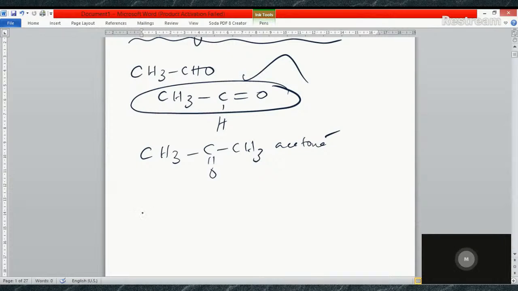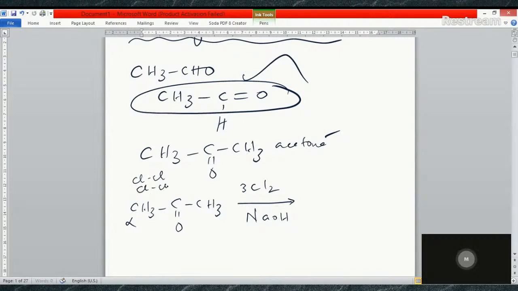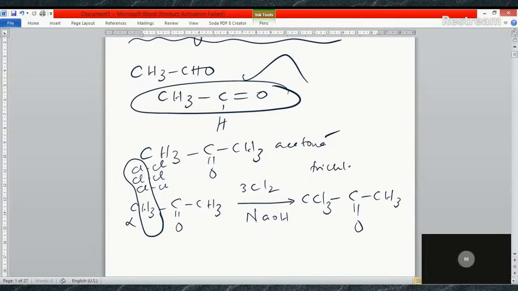Actually, the haloform reaction can be explained as follows for acetone: CH3C=O CH3 on chlorination in presence of sodium hydroxide. In the first step, all the three alpha hydrogen atoms are replaced by the three chlorine atoms in this manner. The substitution takes place. At the end of that, we have CCl3C=O CH3. This compound is said to be trichloroacetone.